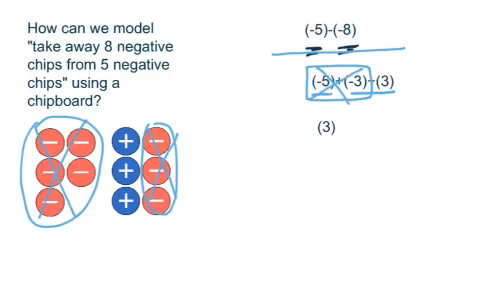I'm going to change colors. I'm going to change our 3 positives we're left with right here. Our 3 positives with the chipboard is right here.